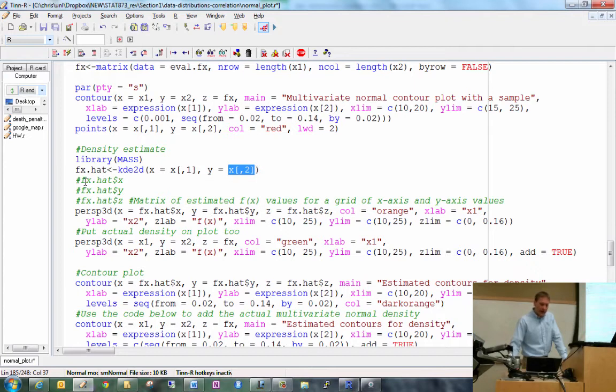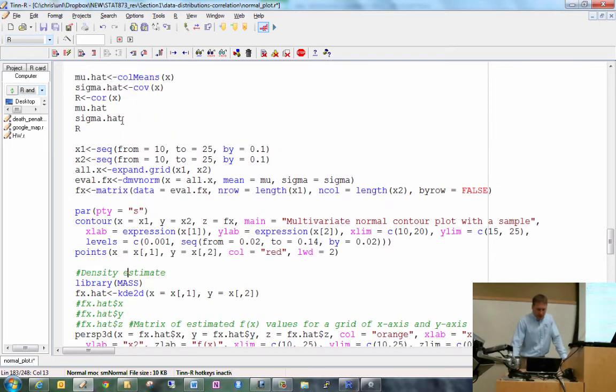What you get out then in this fx.hat is 3 things: a whole bunch of x1 values, x2 values, and then a matrix that contains all of your f of x hat values, which would go on the z-axis of your plot. And similar to what we did last time, we use the persp3d function to do the plot. That's simply how it works. Let's actually do 2,000 again.